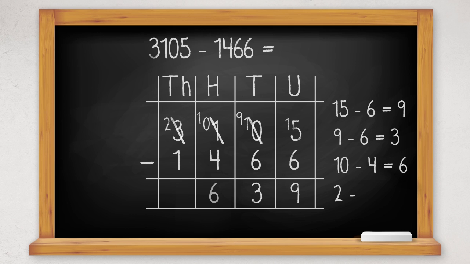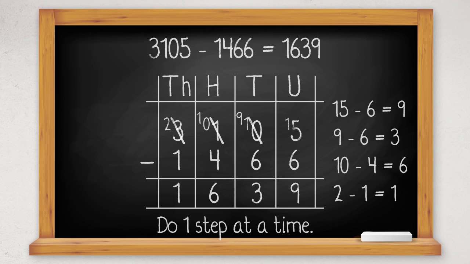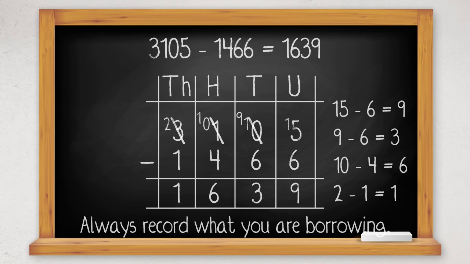And 2 minus 1 equals 1. Put this on the answer line in the thousands column. We have now used all the numbers, so our answer is 1,639. That was a bit tricky because the borrowing was more complicated, but you just need to do one job at a time and always record what you are borrowing.